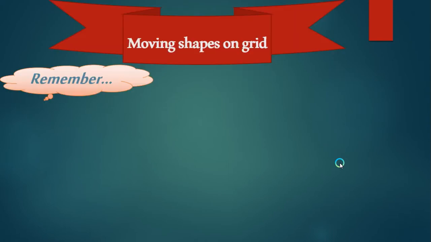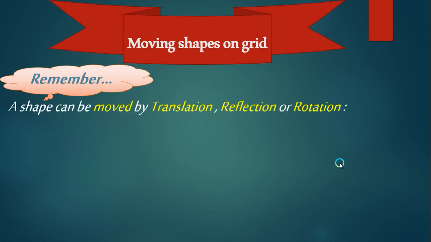So, moving shapes on a grid. Remember that a shape can be moved by translation, reflection, or rotation. Take care here: I said it can be moved, not modified or changed. I will not change or modify the shape. For example, a triangle will not become a square, or a square a rectangle. No, I just have to move it. If I have a triangle, I will translate it. I will change its place. Don't change or modify the shape.